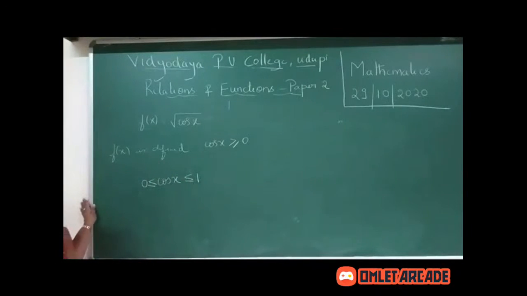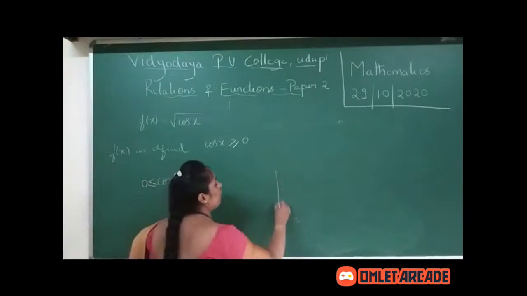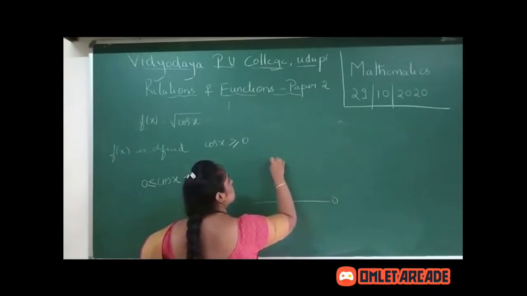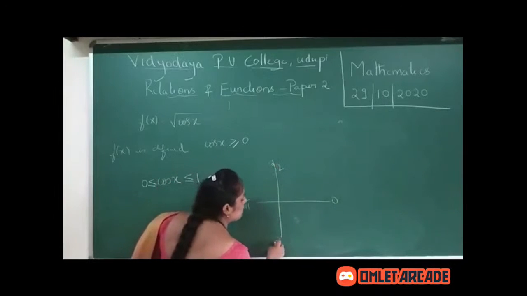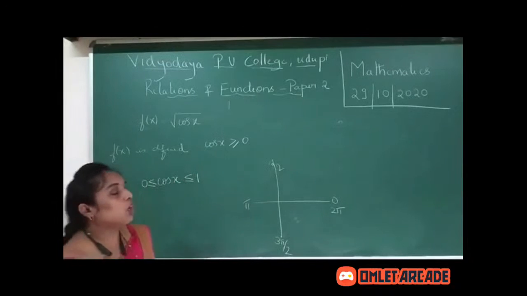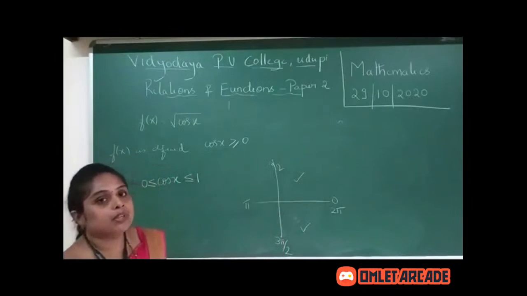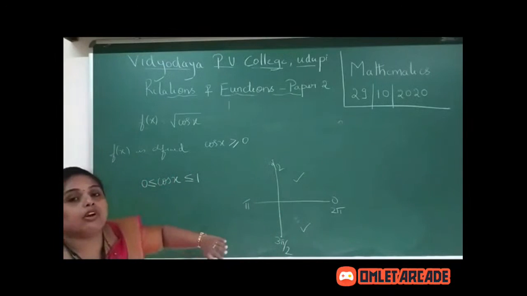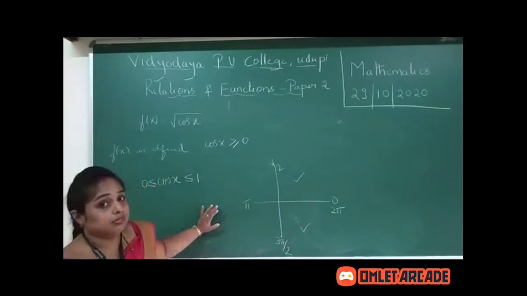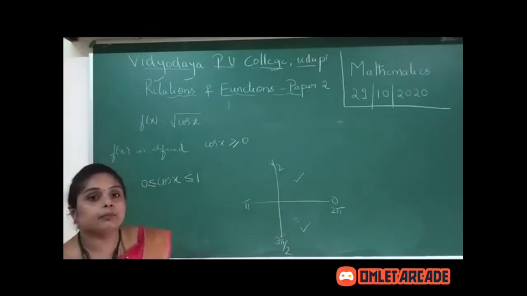Now look here. Cos x is positive. You know in these 4 quadrants, this is 0, this is pi by 2, pi, 3 pi by 2, and afterwards 2 pi. Cos is positive in first and fourth quadrant. So in first and fourth quadrant only the value lies between 0 and 1. But in these 2 quadrants the value will be negative, because in second and third quadrant cos is negative.